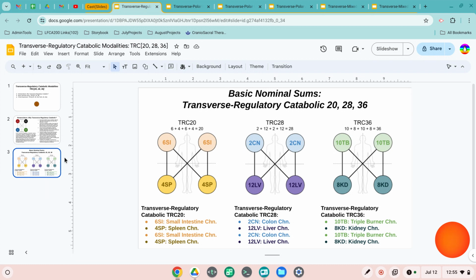Transverse regulatory catabolic 20 consists of the small intestine and spleen vessels, labeled for their nominal equation 6 plus 4 plus 6 plus 4 equals 20. Transverse regulatory catabolic 28 consists of the colon and liver vessels, labeled for their nominal equation 2 plus 12 plus 2 plus 12 equals 28. Transverse regulatory catabolic 36 consists of the triple burner and kidney vessels, labeled for their nominal equation 10 plus 8 plus 10 plus 8 equals 36.